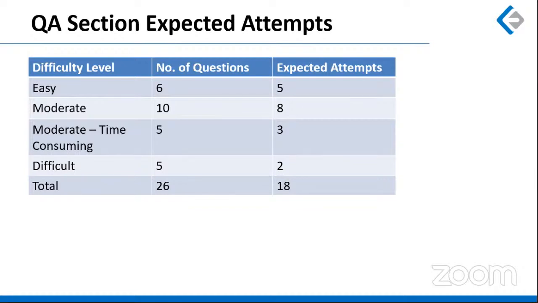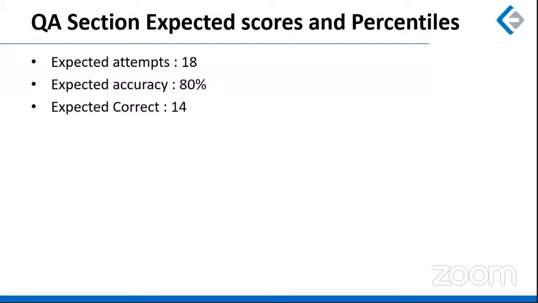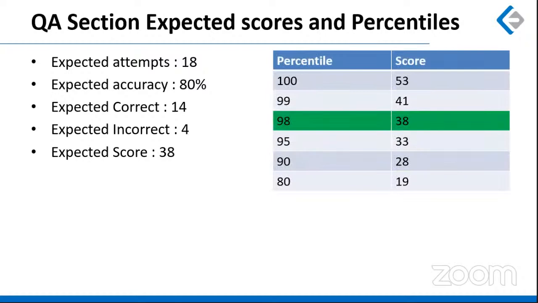Okay, so this is how I'm expecting 18 as a good number of attempts out of 26. And if you maintain 80% accuracy with these 18 attempts, you will get 14 correct, 4 incorrect, and because of that, your expected score should be 38. Okay, this expected score is straight away my 98 percentile. So look at the detailed chart here. 98 percentile is capped at 38. The calculation I have already explained to you.